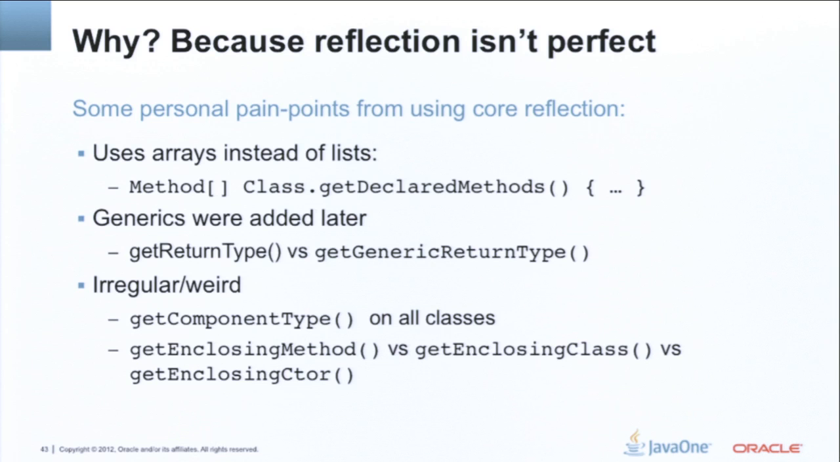I assume it wasn't trivial to unify the reflection API, but still. So if you don't want to deal with generics, well, then you do getReturnType. If you do want to deal with generics, well, then you do getGenericReturnType. And as a user, that is somewhat painful. I don't want to make that distinction at that point in time. And there's also a lot of irregularities in reflection. For example, you have getComponentType. It's available on all class objects, although it's only meaningful for arrays.